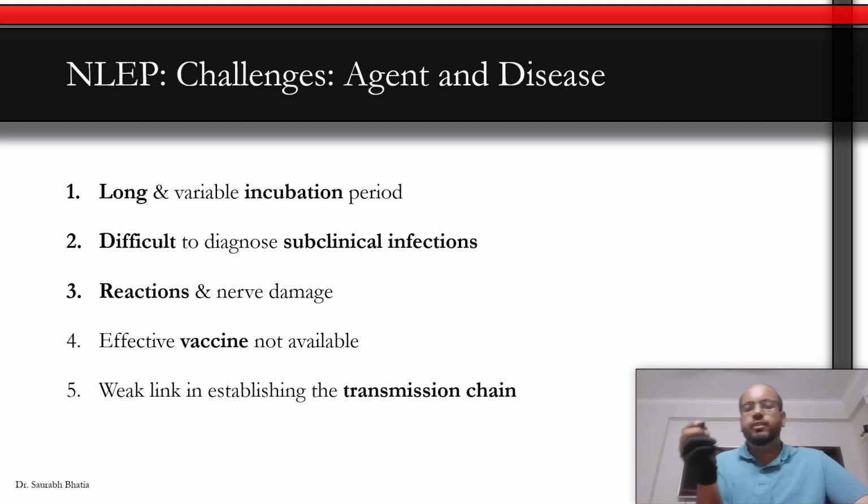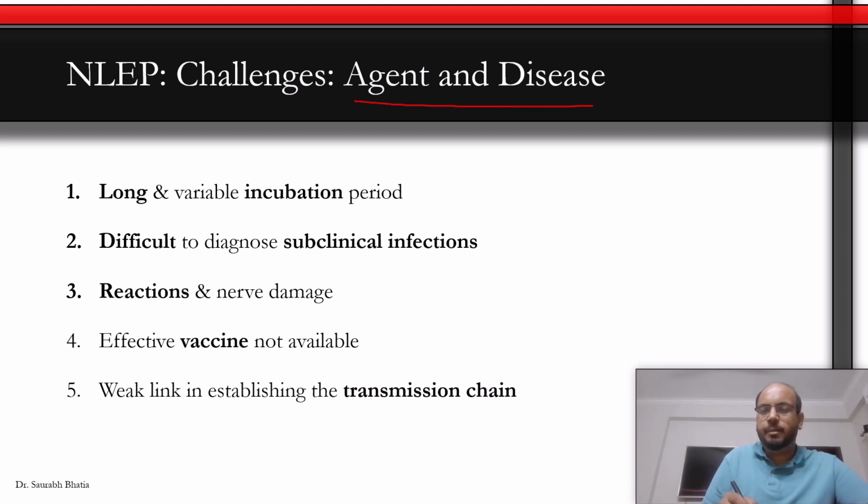What are the challenges for NLEP? What are the problems NLEP has to face and overcome? There are a lot of different challenges which have been established in the books. What I've done is I've segregated them into different segments so that it becomes easier to remember. The first sector for challenges is agent and disease. That means M. leprae and leprosy. We know that leprosy has a long and variable incubation period. That poses a challenge to NLEP. It is difficult to diagnose subclinical infection.